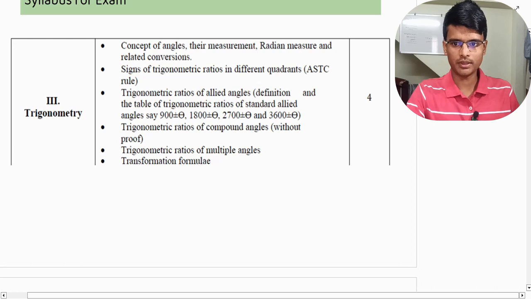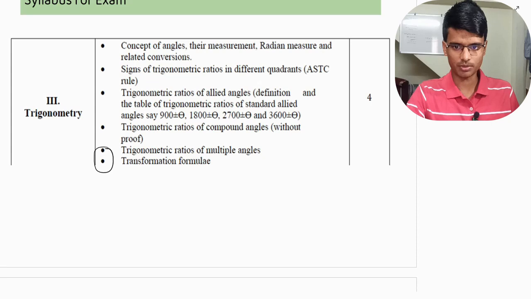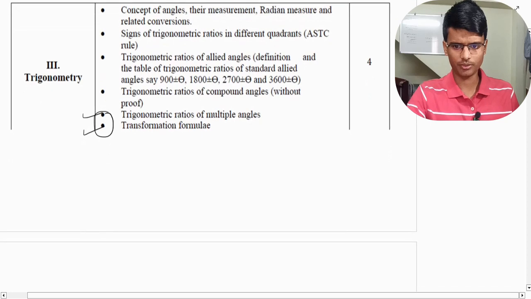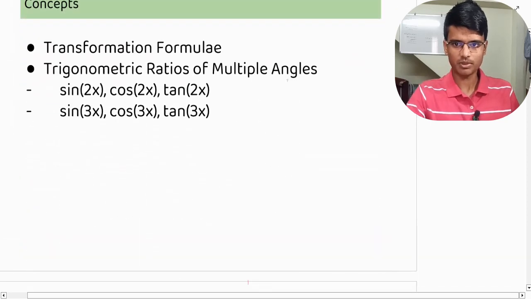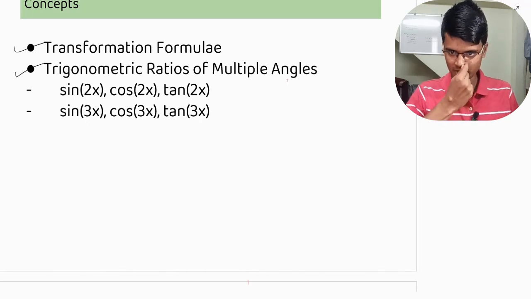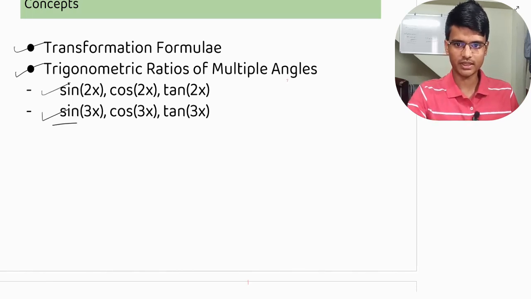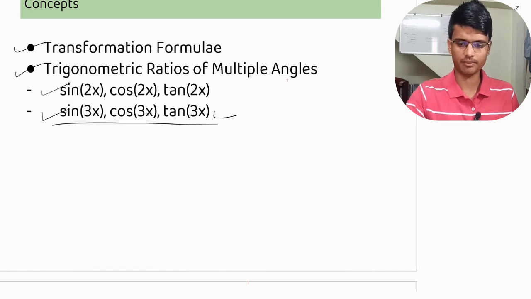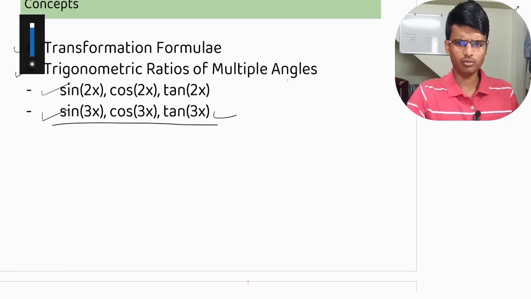This is according to the diploma CTE syllabus. In today's class we will be covering these two topics: trigonometric ratios of multiple angles and trigonometric formulae. First we'll be starting with the transformation formulae. In the last class I gave a brief introduction on this topic, and next we'll go to the important topic, that is the trigonometric ratios of multiple angles. First we'll do sine 2x, cos 2x, tan 2x, then we'll move to sine 3x, cos 3x, and tan 3x.